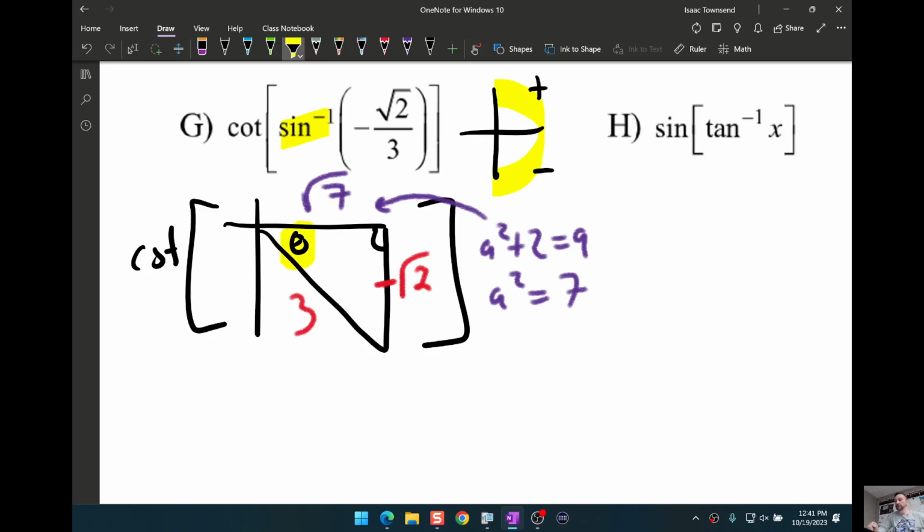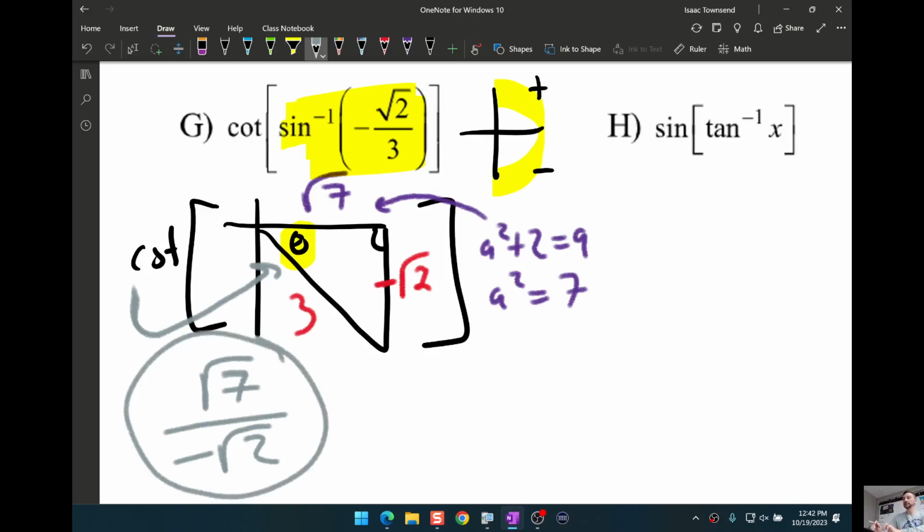And this picture of this angle represents the whole middle of this question. This is an angle that has a sine of negative square root of 2 over 3 because his opposite to his hypotenuse is negative square root of 2 over 3. To finish the question, we have to do SOHCAHTOA one more time. It wants to know what's the cotangent of that angle, and cotangent would be adjacent over opposite.